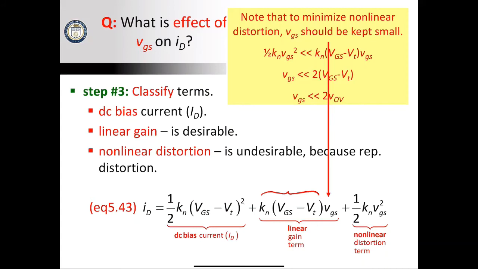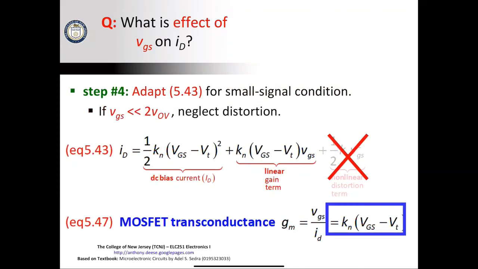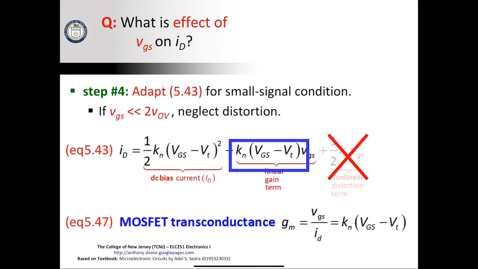So that's what we have here. Three different terms. We have the DC bias current, the large signal component of the current. We have the linear gain term, which is what we're going to use to build our small signal circuit: a coefficient, which is constant, times little vgs. And then we have our nonlinear distortion term, which we are assuming is just not going to have that much of an effect on what's going on. All right, so we get rid of the third term.